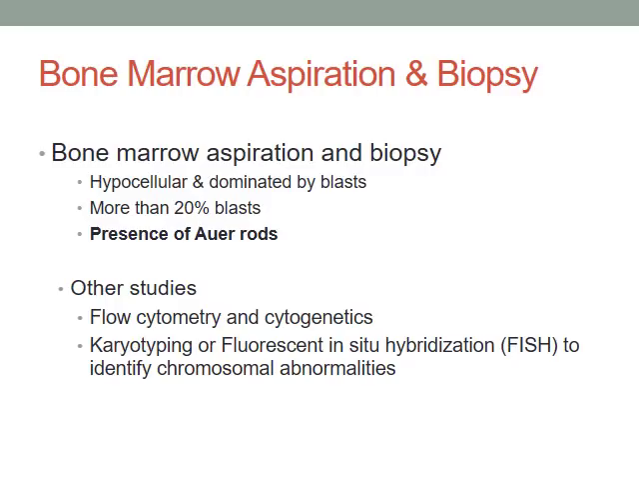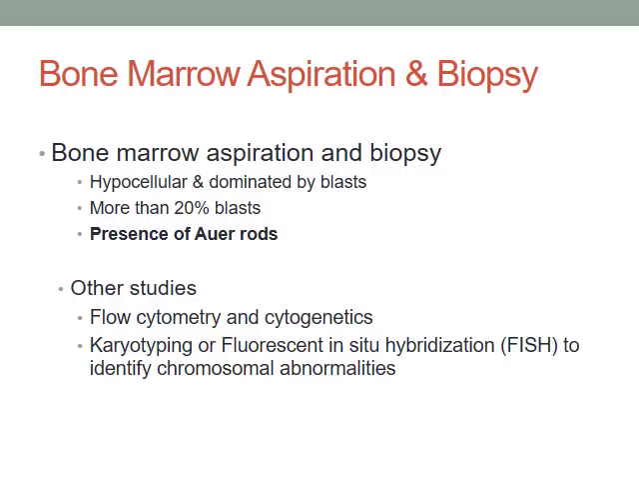Again, bone marrow is really what gives you the diagnosis of AML. The bone marrow will be hypercellular and dominated by blasts. Other diagnostic features of the marrow would include greater than 20% blasts, as well as a finding known as Auer rods. We'll be talking about Auer rods in the slides coming up.